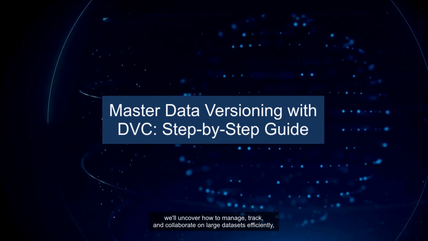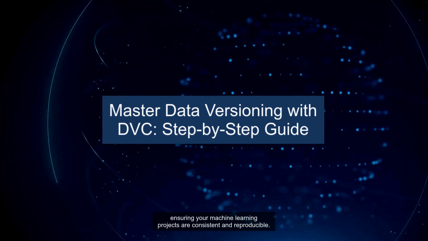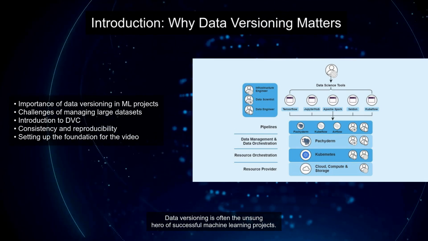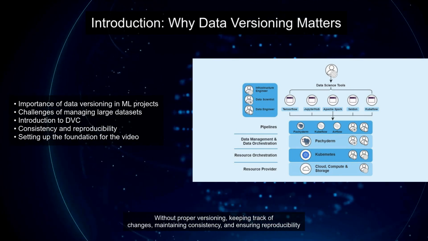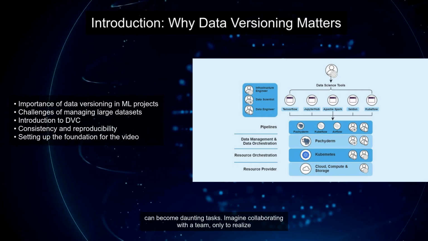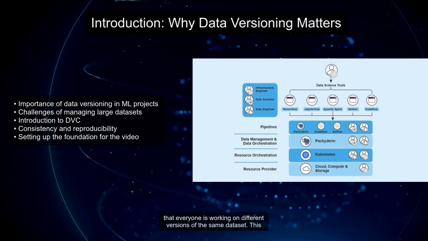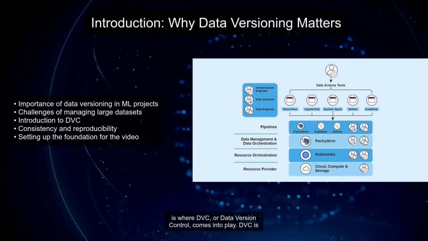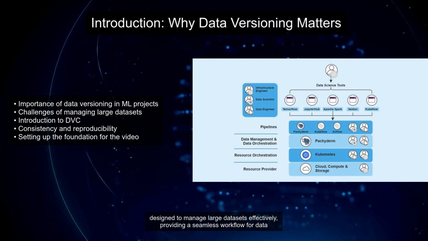Today, we'll uncover how to manage, track, and collaborate on large datasets efficiently, ensuring your machine learning projects are consistent and reproducible. Data versioning is often the unsung hero of successful machine learning projects. Without proper versioning, keeping track of changes, maintaining consistency, and ensuring reproducibility can become daunting tasks. Imagine collaborating with a team, only to realize that everyone is working on different versions of the same dataset. This is where DVC, or data version control, comes into play.